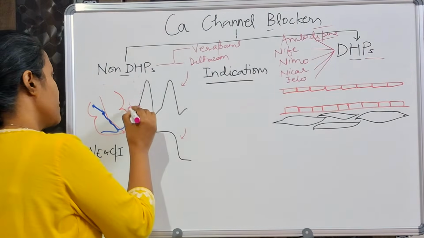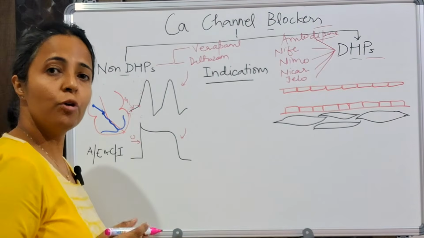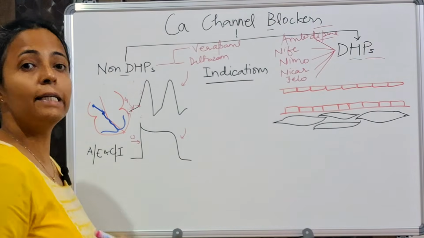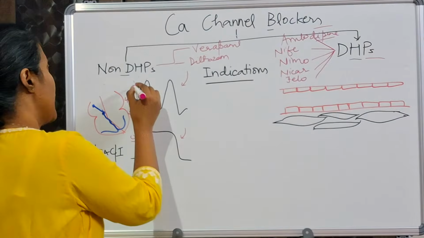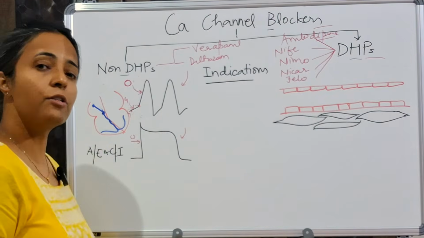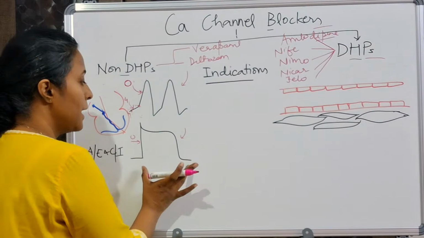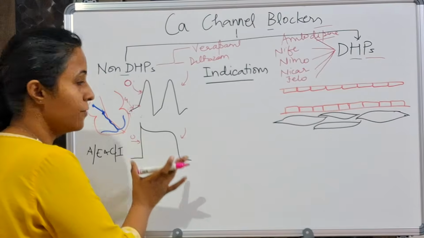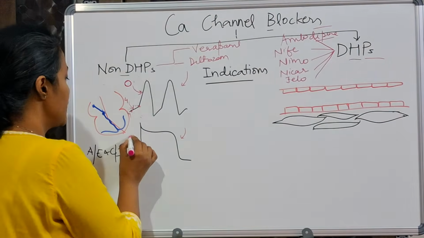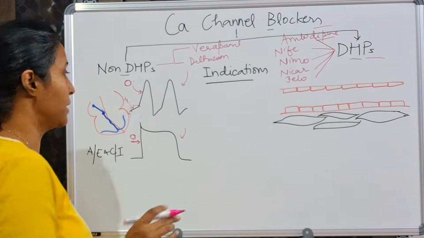This is phase 4, the pre-potential phase, that occurs initially due to the opening of HCN channels, then T-type calcium channels open, and phase 0, the phase of depolarization, occurs due to opening of L-type calcium channels. On the other hand, in the action potential of the atrial and ventricular muscle cell, phase 0 occurs due to the opening of sodium channels.